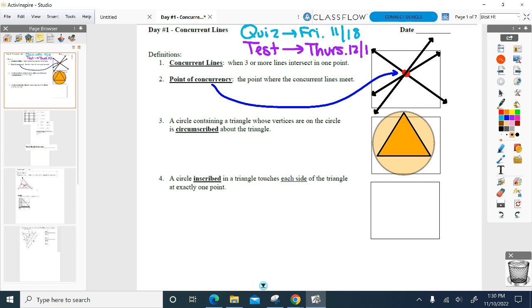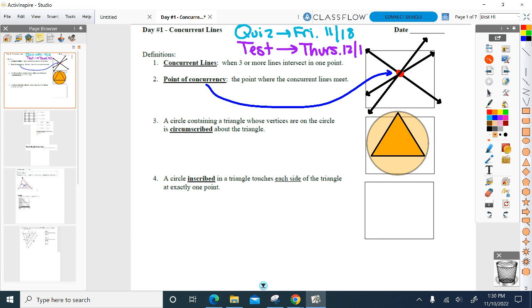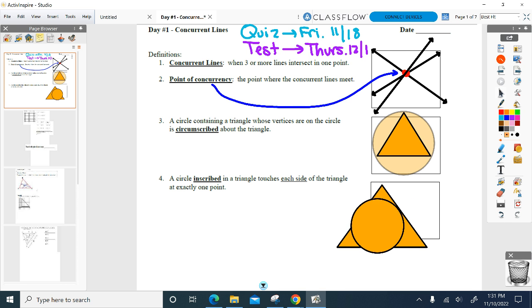All right, let's flip the script now. Let's flip it. Everyone draw yourself a triangle now in the third box. And let's put a circle inside, but hey, the circle better touch all 3 sides. Okay, the circle's got to touch all 3 sides inside. There it is. When it goes inside, now it's called inscribed.